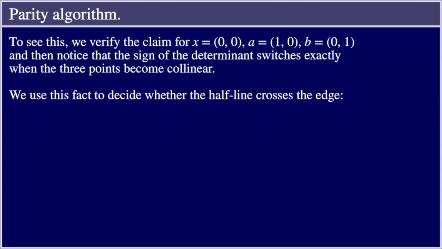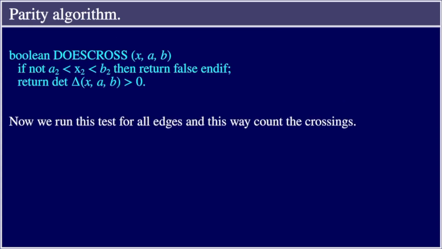To see this, we verify the claim for x equal (0, 0), a equal (1, 0), b equal (0, 1), and then notice that the sign of the determinant switches exactly when the 3 points become collinear. We use this fact to decide whether the half line crosses the edge. Code: Boolean does cross, parameters x, a, b. If not a2 less than x2 less than b2, then return false, end if. Return the determinant delta of x, a, b greater than 0. Now, we run this test for all edges, and this way count the crossings.